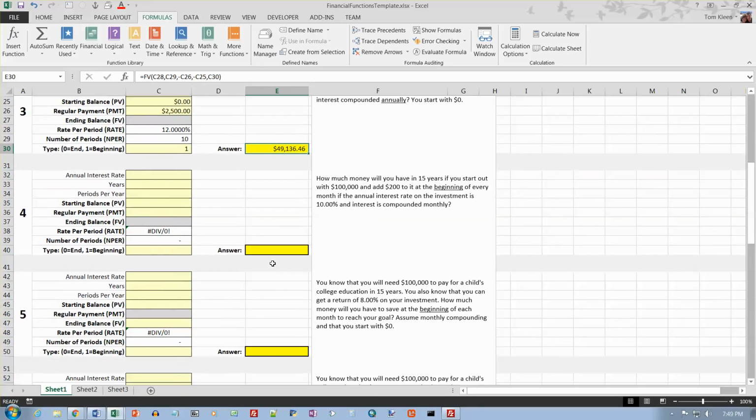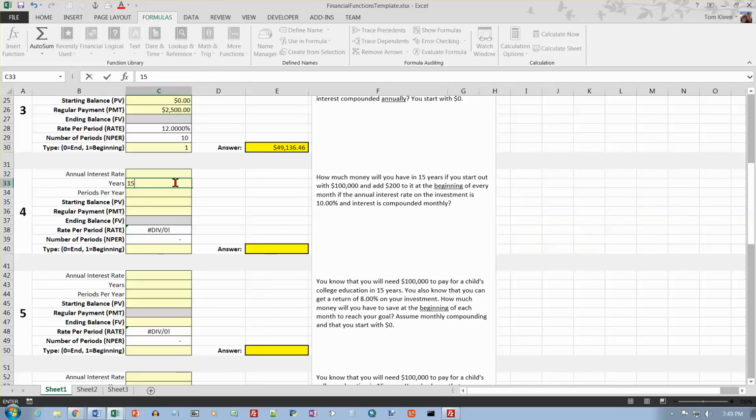How much money will you have in 15 years? So let's go here and do 15. And we start out with, so that's going to be present value, 100,000. And we're going to add 200, that's going to be our payment, at the beginning of every month, so we need a 1 down there, and the annual interest rate is 10%. And it says we're doing monthly compounding, so it's going to be 12 periods per year, and that's how often we're putting the $200 in. We're trying to find out how much we'll have at the end.